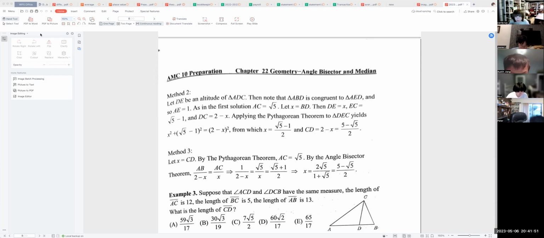Okay, so let's see. Suppose ACD and DCB have the same measurement. What does it mean? ACD and DCB, they're the same measurement. That means CD is a bisector of angle ACB, right? The length of AC is 12. The length of BC is 5. The length of AB is 13. So basically, you're using the same way, okay? So you want to find out the length of CD.